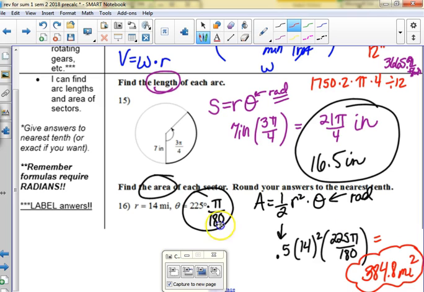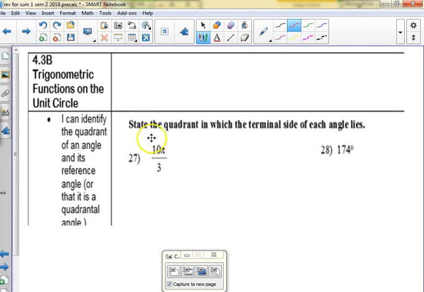Okay, guys, right over here it says give exact answers or to the nearest tenth. Remember, formulas require radians, and it says label your answers. If you forget, like in this whole section, if you forgot one label, I might let it slide, but if you forget multiple labels, you probably get a 4. Okay? That seem okay? All right.